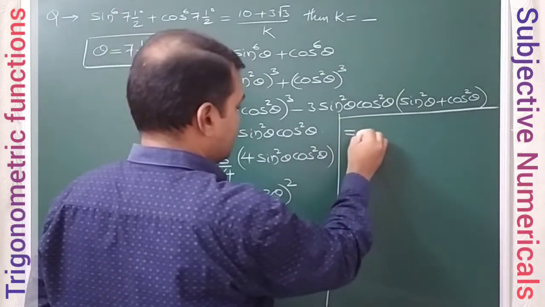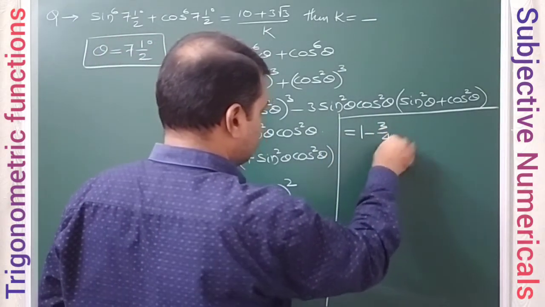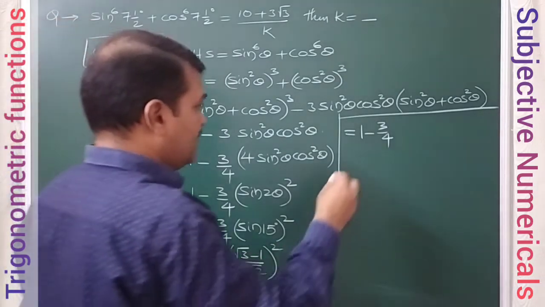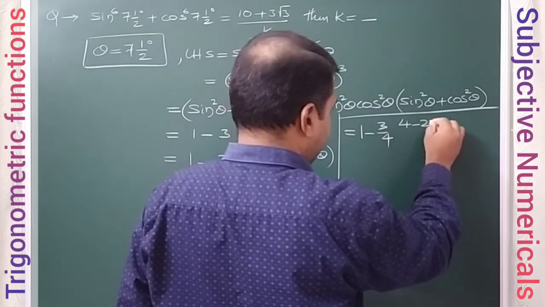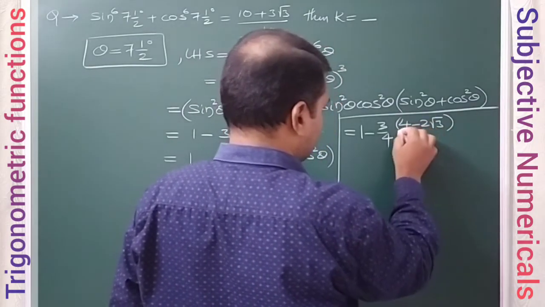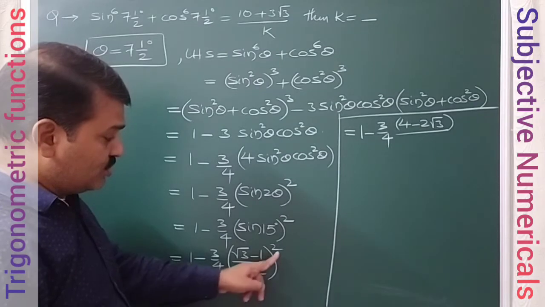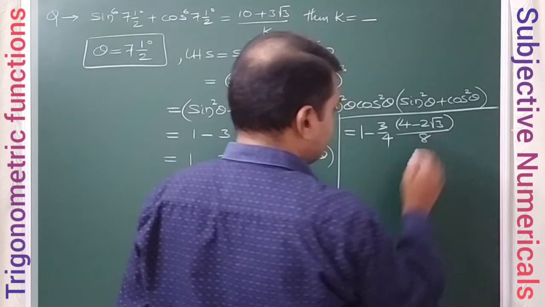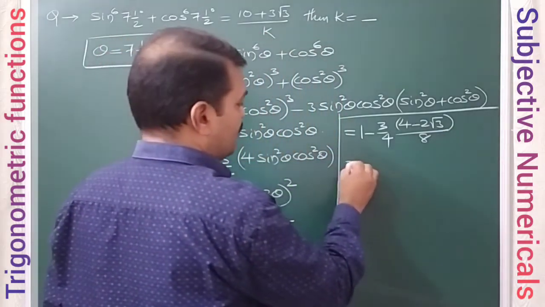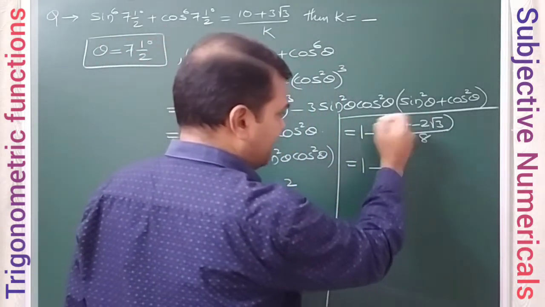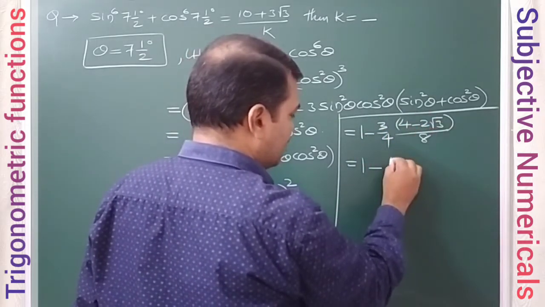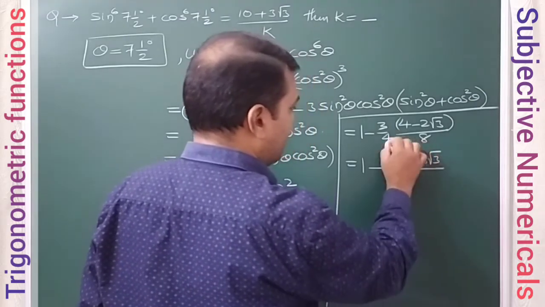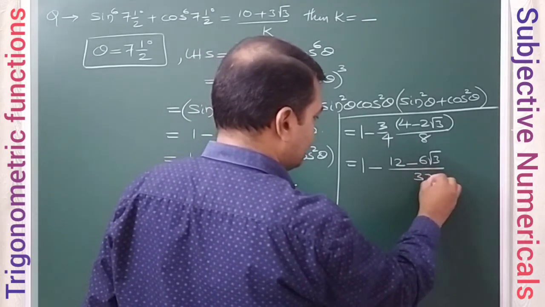So, this is 1 minus 3 by 4. Root 3 minus 1 whole square, a minus b whole square application. For root 3 minus 1 whole square, you will get 4 minus 2 root 3. And 2 root 2 whole square means 2 square is 4, root 2 whole square is 2, so 8 you will get. Okay, so 1 minus, just simplify this one, 3 into 4 minus 2 root 3, so 12 minus 6 root 3 by denominator 4 into 8, 32.